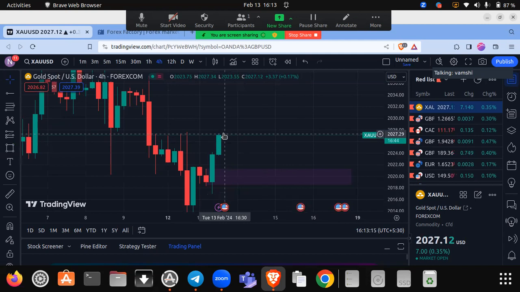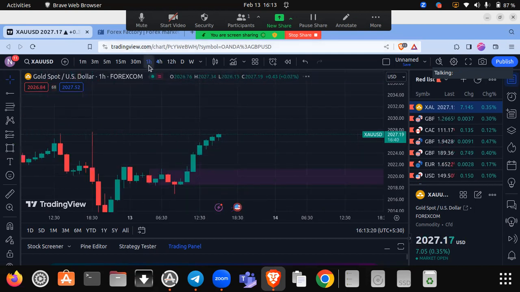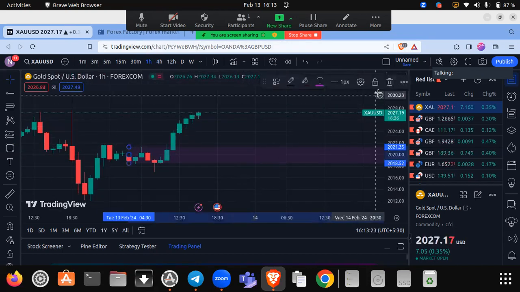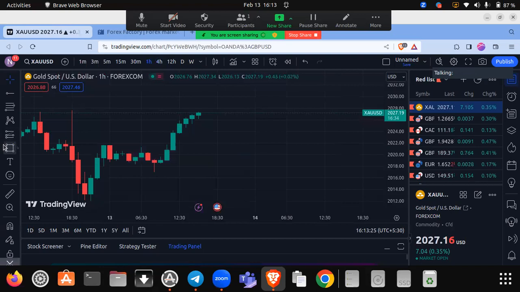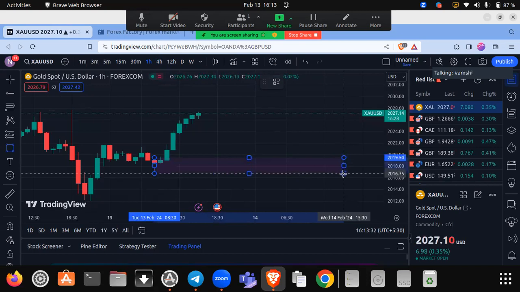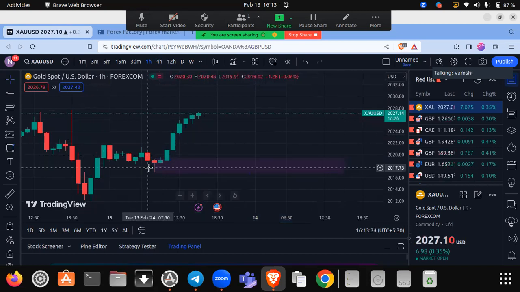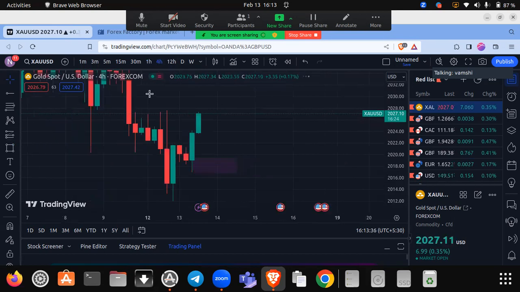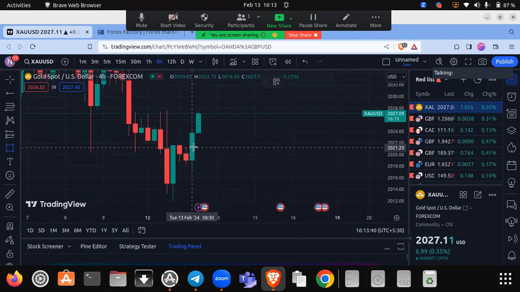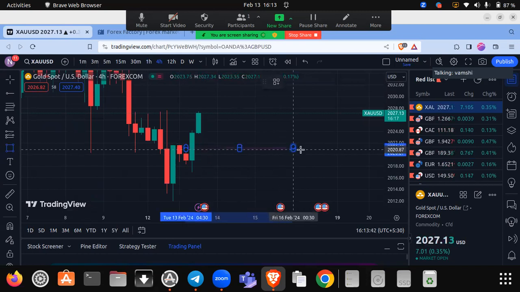Basically, we mark last engulfing on either the H4 time frame or the H1 time frame. On the H1 time frame, this is the very recent engulfing buy. On H1, this is the last engulfing, and on H4, this will be the last engulfing.